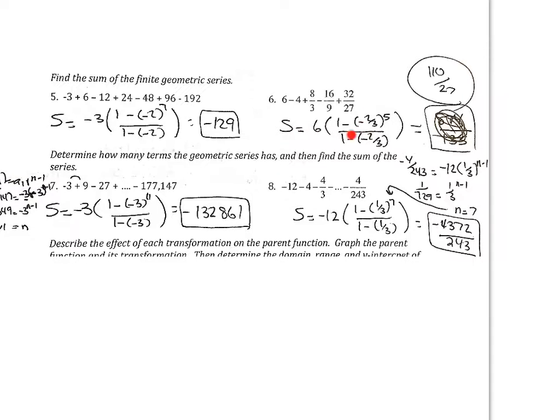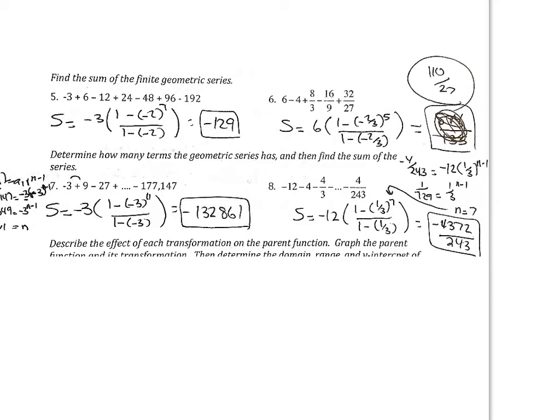Number 6, same deal. Make sure to find r. R is the second one over the first one. And punch it in your calculator successfully again, and make sure you get 110 over 27. I think I messed that one up today during class. Number 7, find your r, and you know what the first term is. What you do not know is what n is.